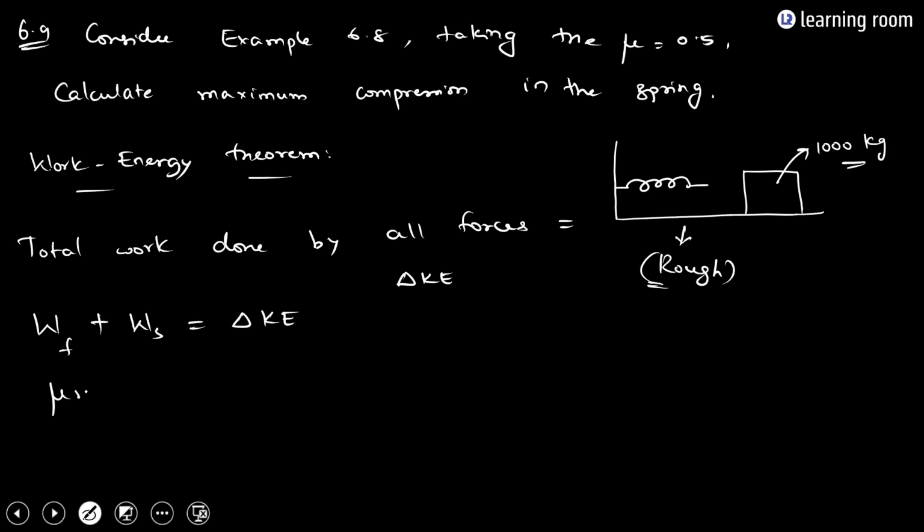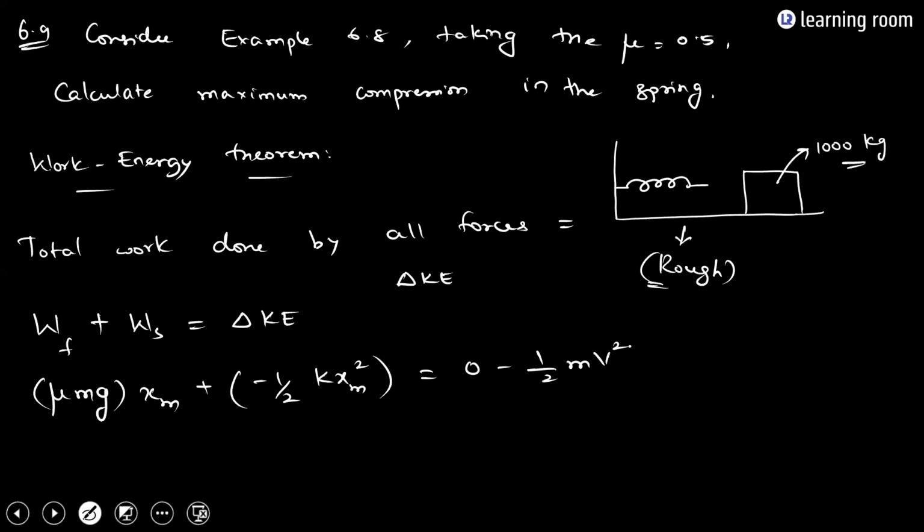So what is going to be the work done by the friction? It is mu mg into the displacement. The displacement is xm because friction is going to act till the maximum compression takes place. Plus, what is the work done by the spring force? It is minus half k xm square, is equal to what is the change in kinetic energy? It is going to be 0 minus half mv square.